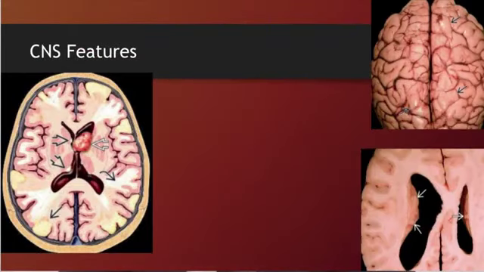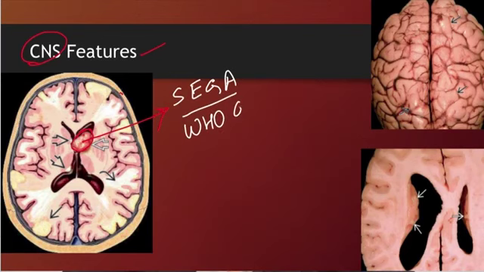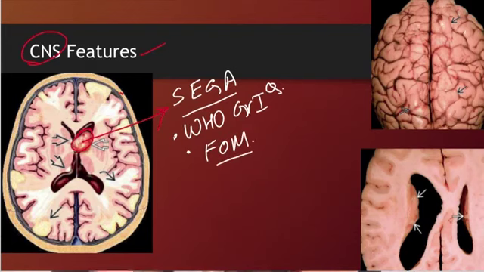Now starting with CNS manifestations. There are a total of 4 CNS manifestations or features that can be seen. If you look at this schematic diagram, you can see that there is this tumorous growth which is located typically at the foramen of Monro. This is nothing but SEGA. SEGA is subependymal giant cell astrocytoma. It is a WHO grade 1 lesion, which is very important, and the typical location is foramen of Monro, and it can cause obstructive hydrocephalus. These are the things you need to know.